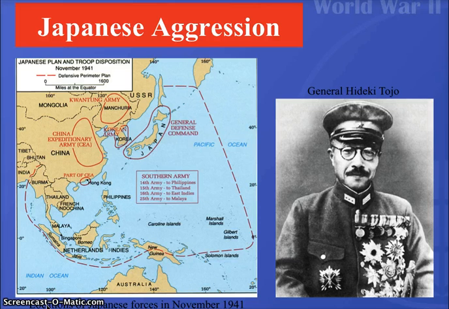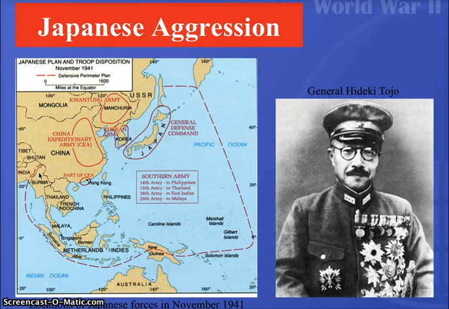Japanese aggression. You can see from this map on the left-hand side that these are all the locations of Japanese forces. The Japanese had invaded Korea, China, Manchuria, the mainland of China here, Hong Kong, and they've sent a navy all the way down through the Gilbert Islands, through the Solomon Islands, through New Guinea, through Java, Sumatra, and into Burma.